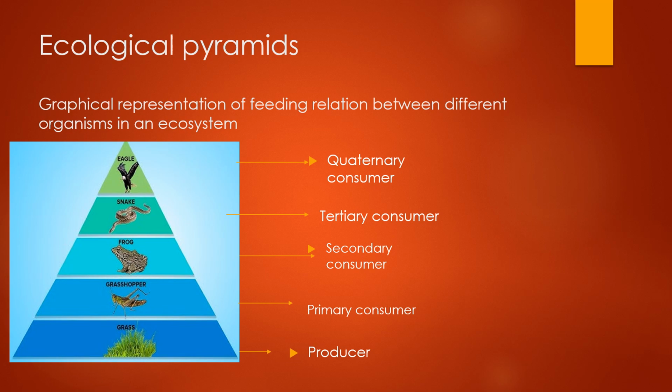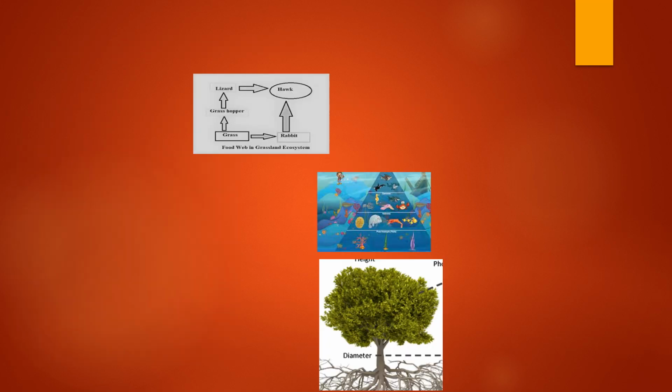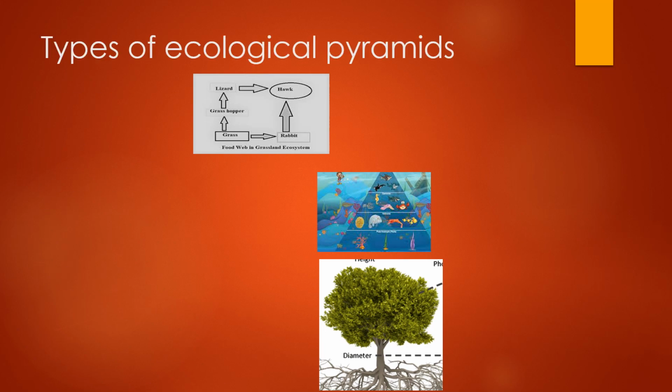Okay. Now what is an ecological pyramid? The graphical representation of feeding relation between different organisms in an ecosystem. We are getting different ecological pyramids. So here we are discussing the types of ecological pyramids. We are getting mainly three types: number one, pyramids of energy; number two, pyramids of numbers; number three, pyramids of biomass.